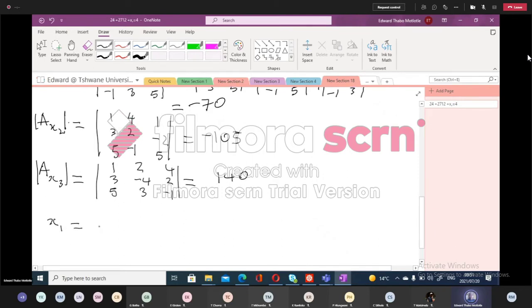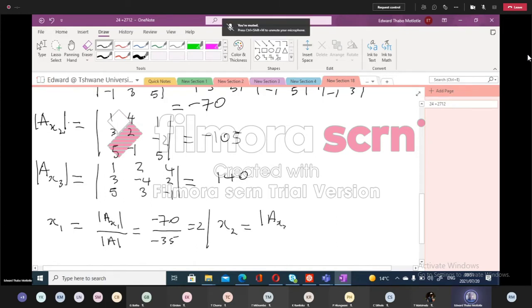x1 is equivalent to the determinant of A x1 over the determinant of A, which is equivalent to minus 70 over minus 35, and this is equivalent to 2. And then x2 is equivalent to the determinant of A x2 over the determinant of A. This is equivalent to minus 105 over minus 35, and this is equivalent to 3.